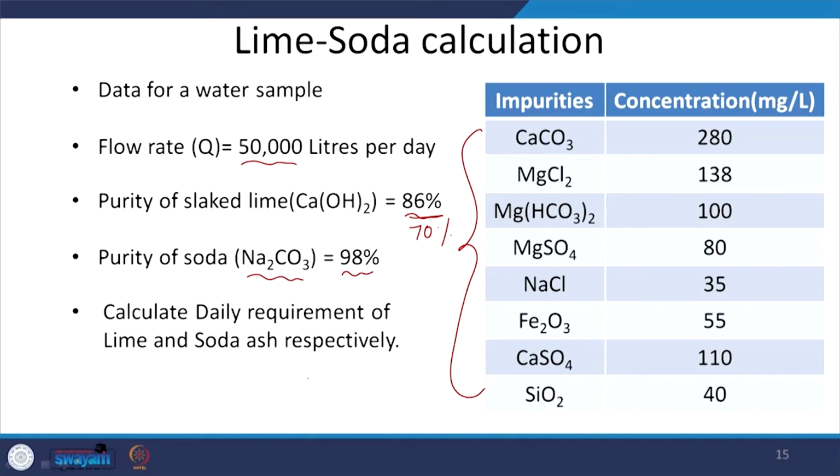So, here we have different impurities and the relevant concentrations. First thing is to understand, per liter, how much lime or soda ash I need to add. Once I have that, I have the flow rate, which is volume per time, liters per day, and then I will be able to calculate the required lime or soda ash per day. It is pretty simple. So, first approach is to look at this. As I can see, I have calcium here, magnesium here, magnesium here, magnesium here, and also calcium here.